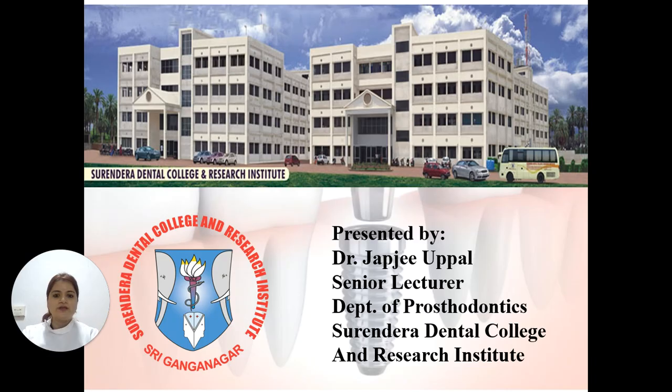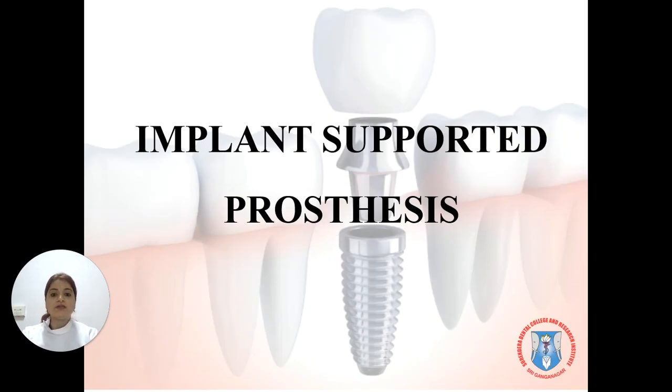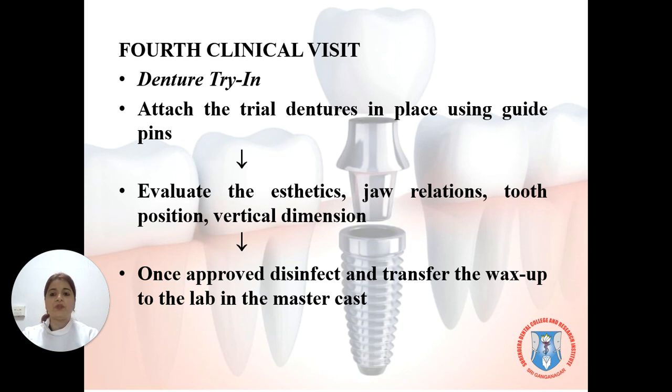As we were already discussing the implant supported prosthesis, we have now discussed the 3 clinical visits of the patient and their laboratory steps. Moving to the 4th clinical visit, in this, denture try-in is done. Attach the trial denture in place using guide pins, then evaluate the aesthetics, jaw relations, tooth position and vertical dimension.